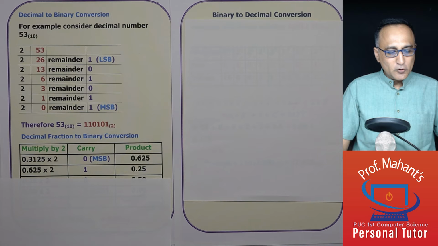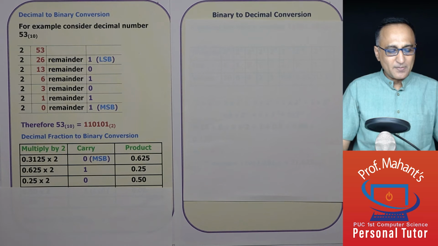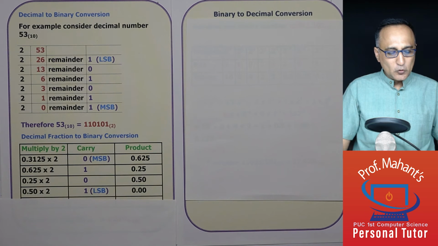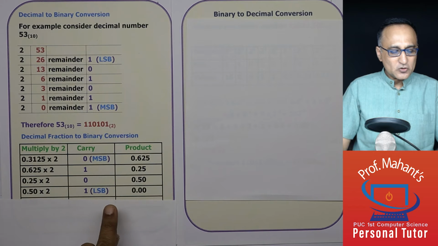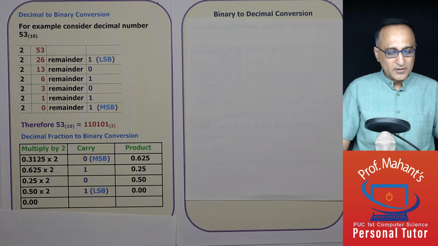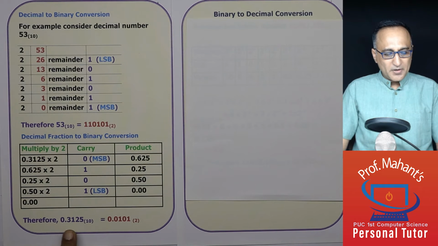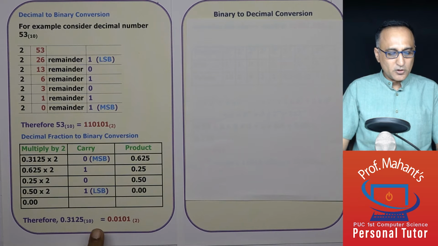Now 0.25 into 2, it becomes 0.5. So the 0 goes here, 0.5 remains here. Now 0.5 into 2 happens to be 1.00. The 1 comes here and after the decimal is all 0. This is when you halt. So you're going to get 1 at the last step. So here we start from the MSB and end with the LSB. Therefore, 0.3125 to the base 10 is equal to 0101 to the base 2. That means 0.0101 to the base 2.